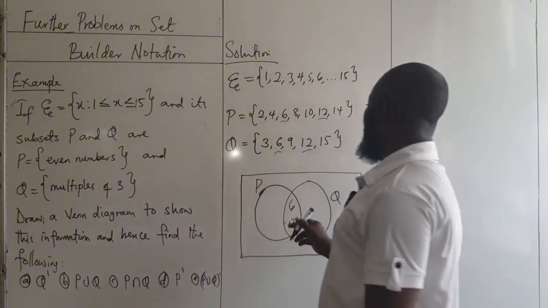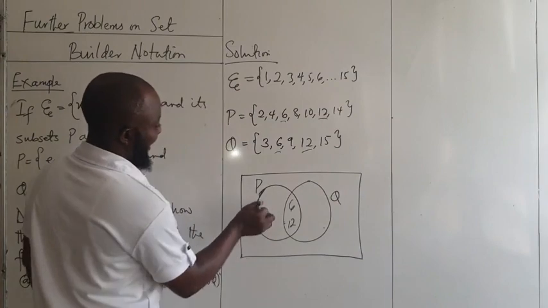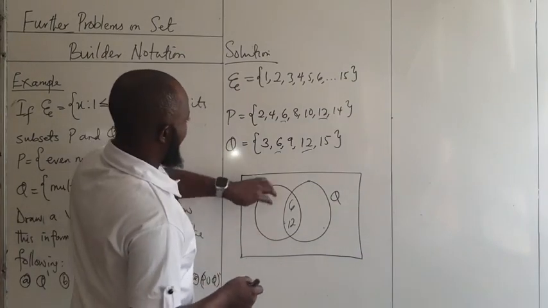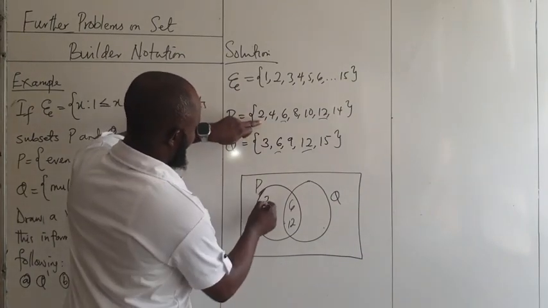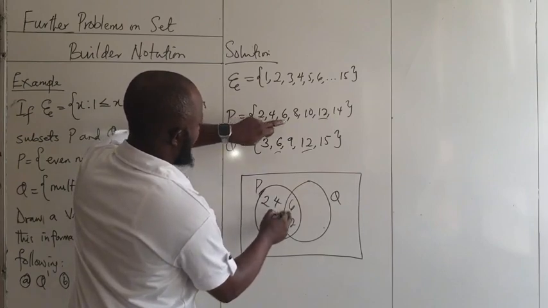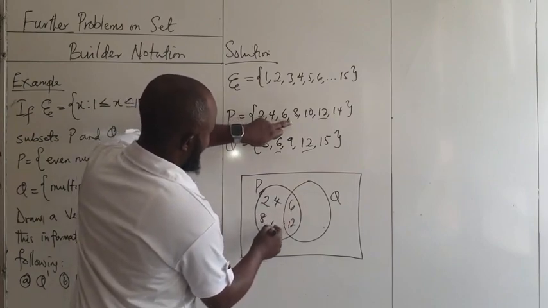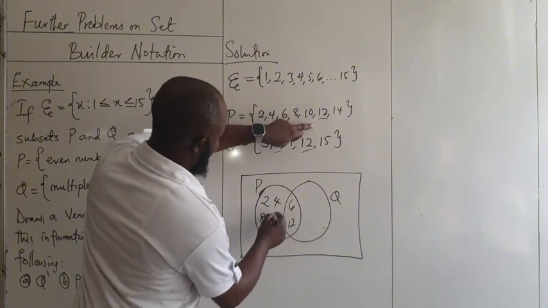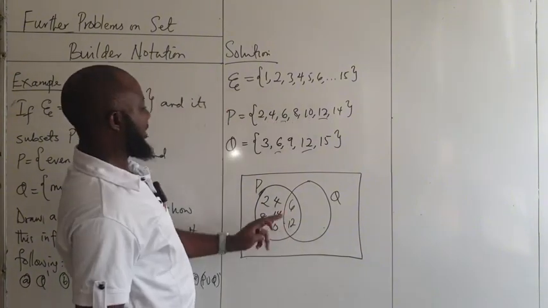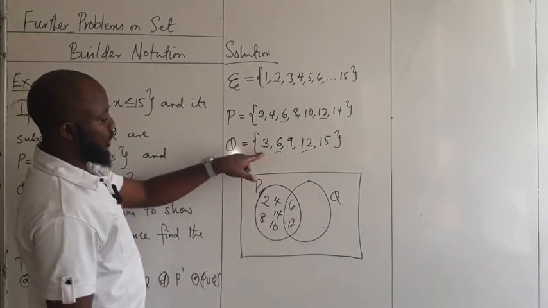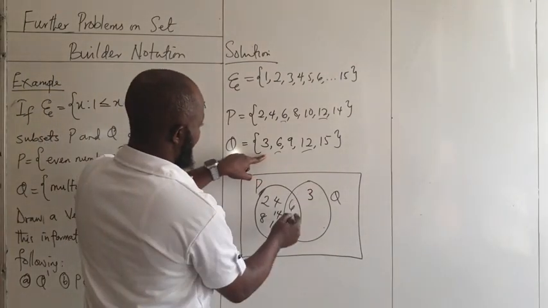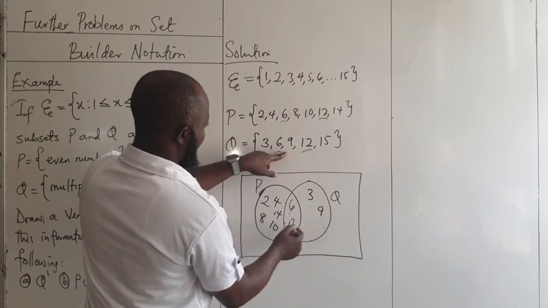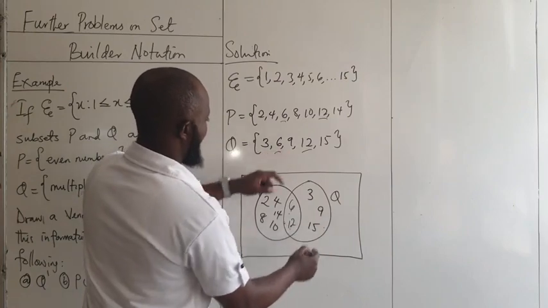After that, we're going to put the remaining elements of P here. So 2, 4, 6 is here, then 8, 10, 12 is here, then 14. So these are the elements in P. Then we go to Q: 3, 6 is here, then 9, 12 is here, then 15.